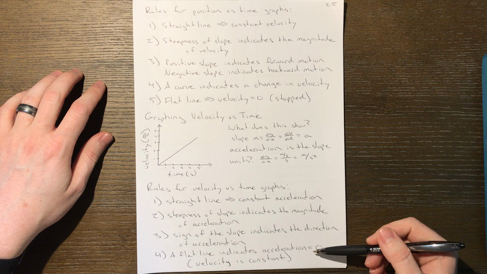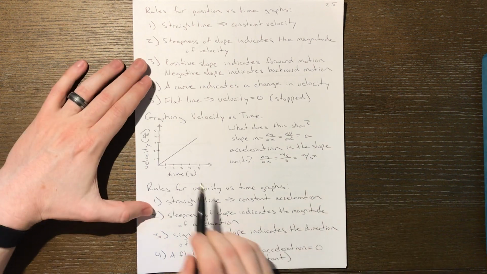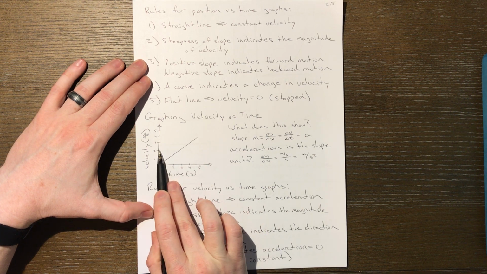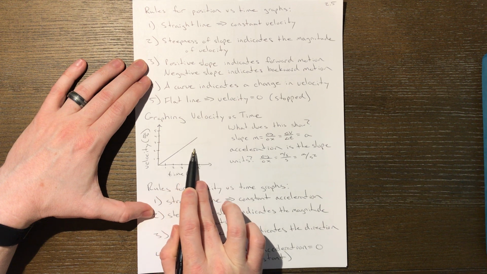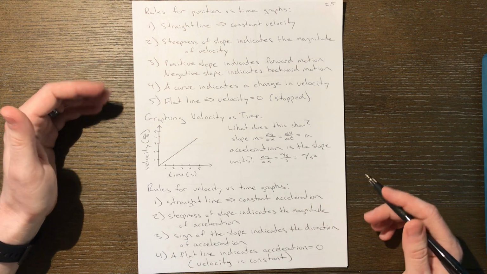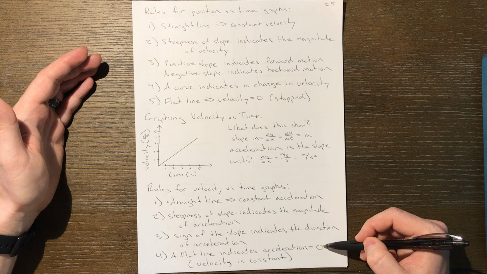And lastly, a flat line indicates acceleration of 0. If you can imagine a line straight across from here, say at 2, a velocity of 2 meters per second, well, we're at 2 meters per second, and we're just staying at 2 meters per second if we have a flat line. If your velocity is not changing, that means your acceleration is 0.